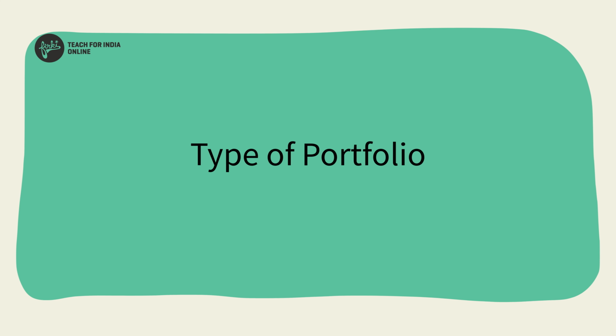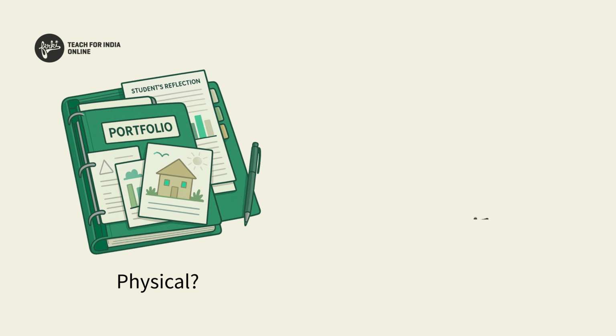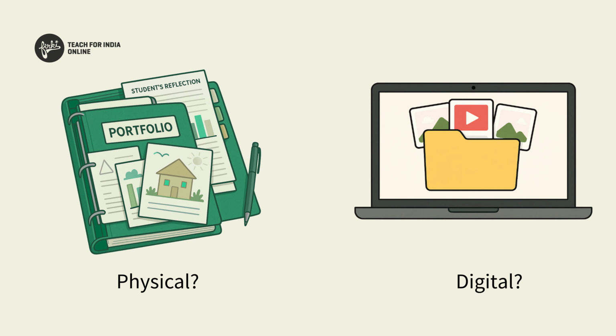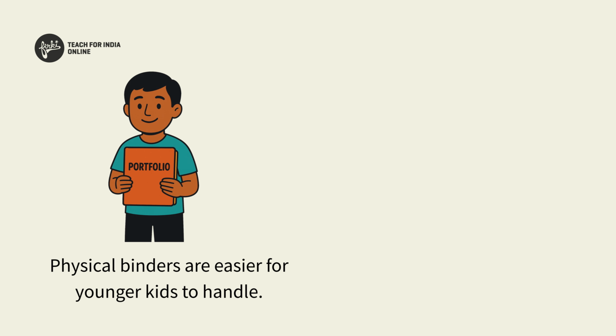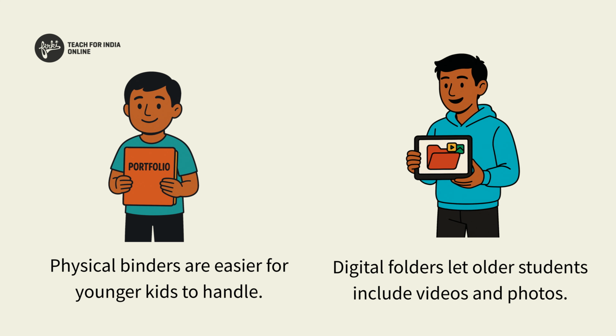First, decide on the type of portfolio you will use. Will it be a physical one, like a file, or a digital one, like a folder on Google Drive, or a combination of both? When choosing, think about your student's age. For example, younger kids might find a physical binder easier to handle. But for older students, a digital folder might work better because they can add videos or photos to it.